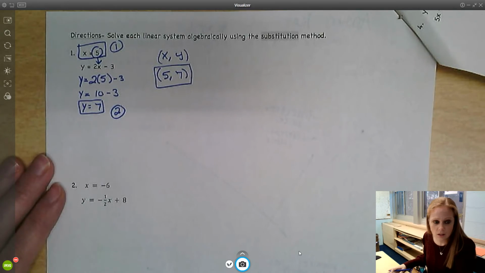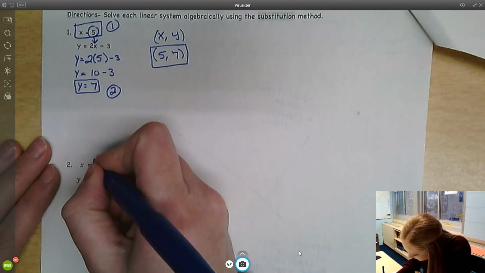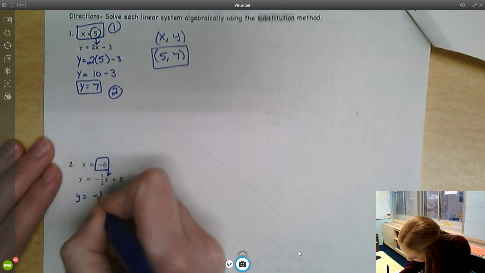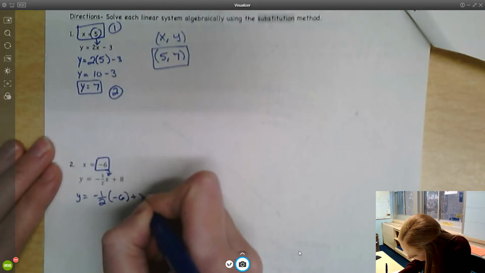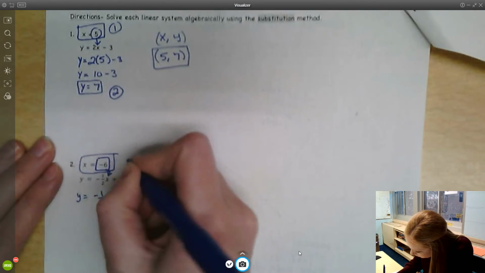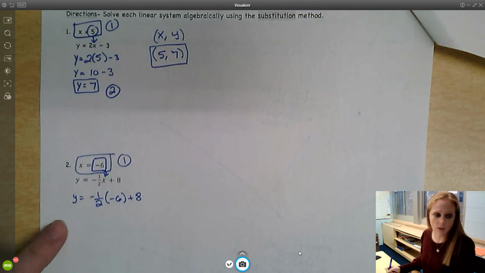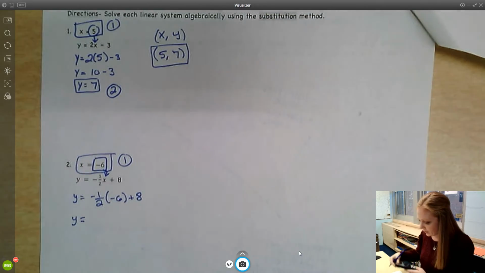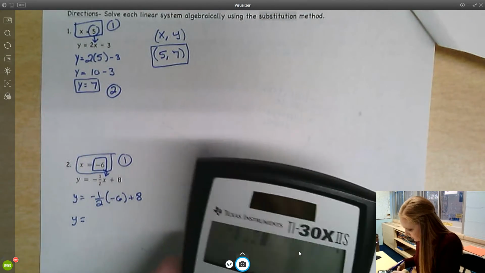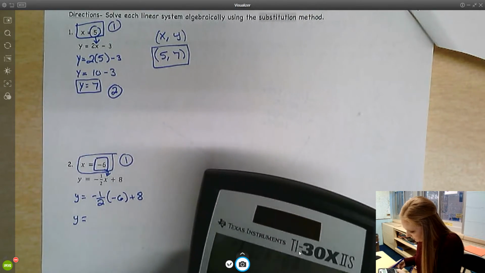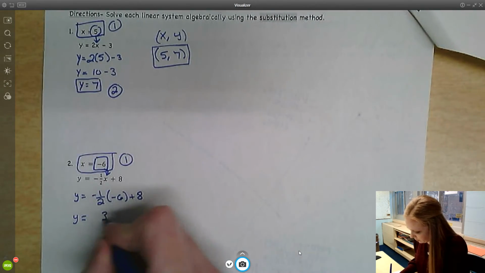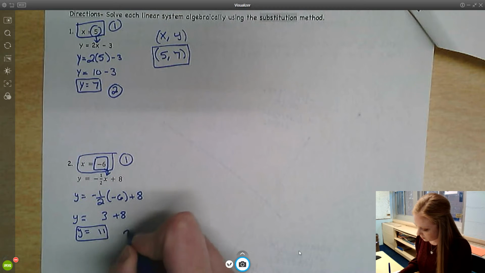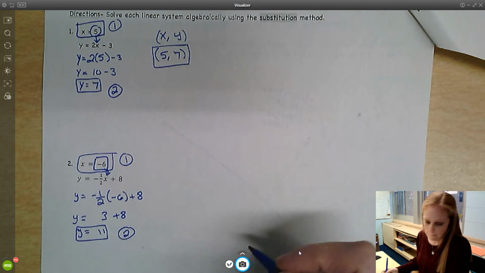All right, let's look at number 2. We're given that x is negative 6. So let's take that and plug that in for x. So then we'll have y equals negative 1/2 times negative 6 plus 8. So this was our first step. We found x just like that. Now we're finding y. Negative 1/2 times negative 6, you can use your calculator. You're going to get 3. 3 plus 8 is 11. So now we found that y is 11.